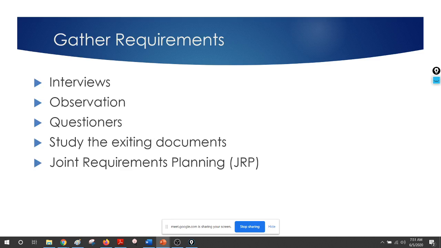So how to gather requirements? You can do interviews, observations, questionnaires, study the existing documents, and these days the most important one is joint requirement planning, JRP. Actually in agile software development we do only this one, 99% of the time. Therefore pay a lot of attention to this. Joint requirement planning means you get together your customer and your team members, all the team members, and discuss what the requirements are. So that is a very effective way.